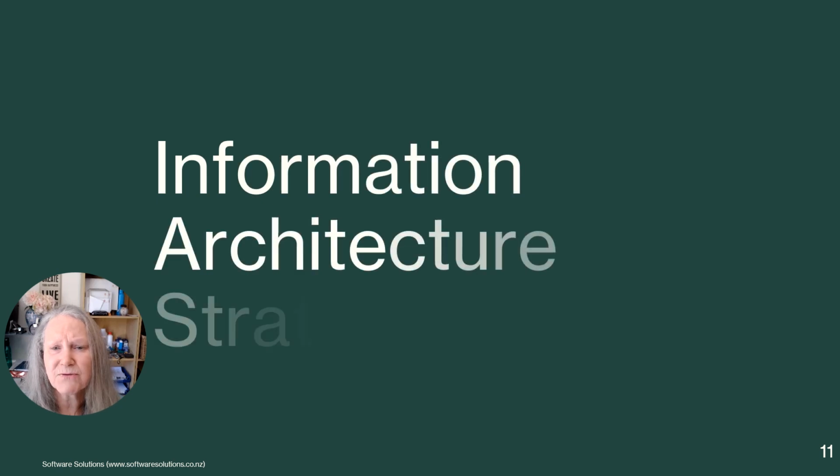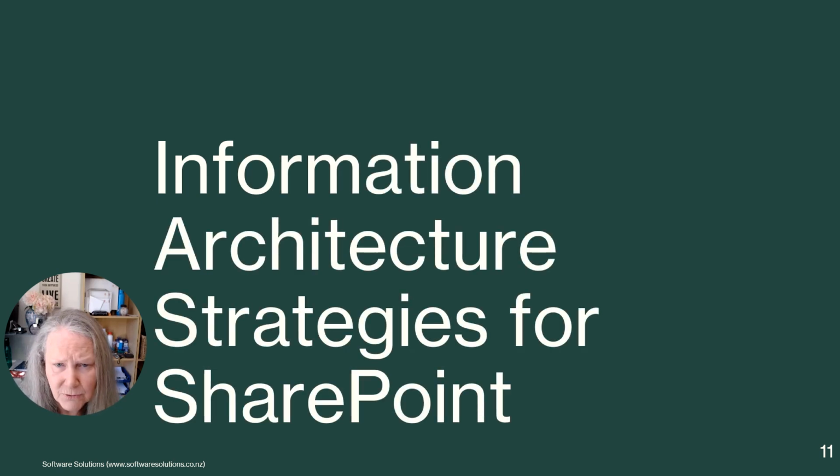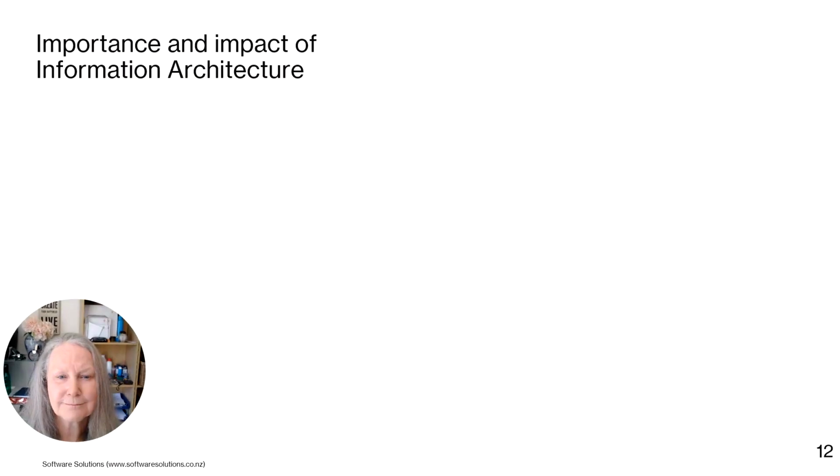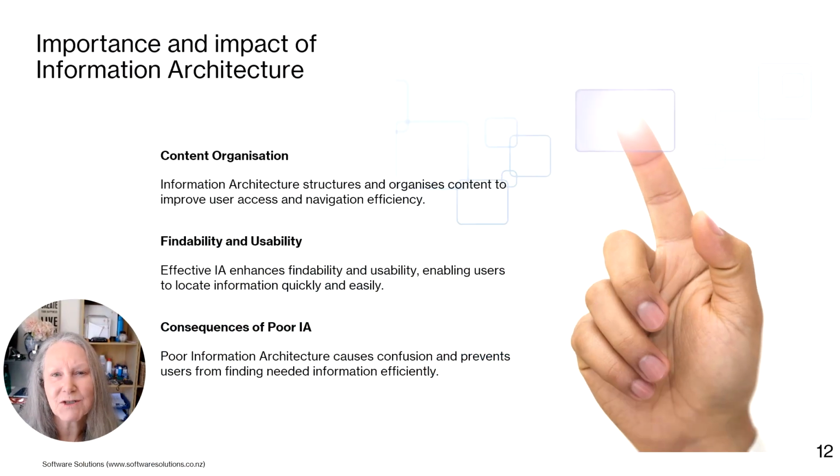Importance and impact of information architecture, commonly referred to as IA, site structure, and the use of hub sites, taxonomy, metadata, and navigation design. Information architecture, or IA, focuses on how content is organized, structured, and labeled to ensure findability and usability. Poor IA is often the main reason that users can't find information in a SharePoint site.